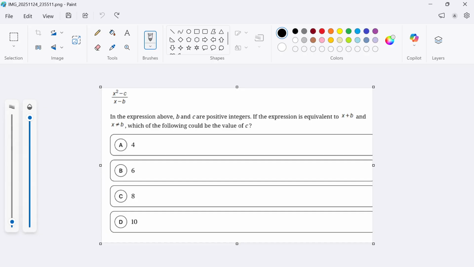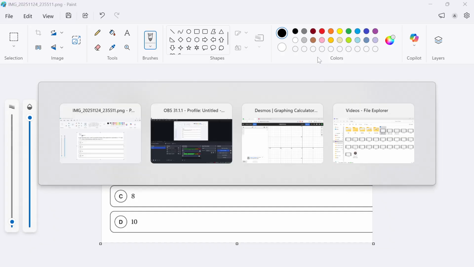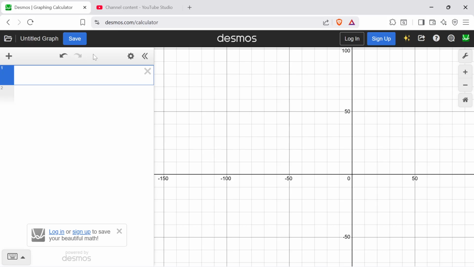In the expression above, b and c are positive integers. If the expression is equivalent to x plus b, and x does not equal b, it cannot, because that would be division by 0. Which of the following could be the value of c? 4, 6, 8, 10. So I'm just going to plug this equation into Desmos.